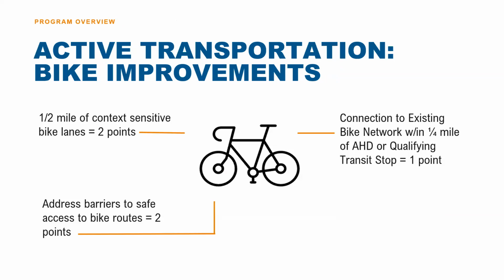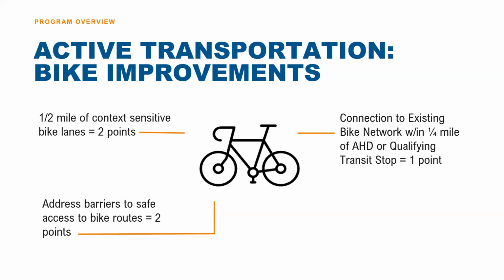Okay, so let's dig into some of the details of the actual points related to some of the bicycle and pedestrian improvements. Let's start with bike improvements. ASIC scores on both the quantity and quality of bike infrastructure a project proposes. Full points are awarded if your scope includes at least a half mile of what are called context-sensitive bikeways. Context sensitivity is a definition the ASIC program uses to ensure that the type of bikeway being proposed is appropriate for both existing road volume and speed limits.